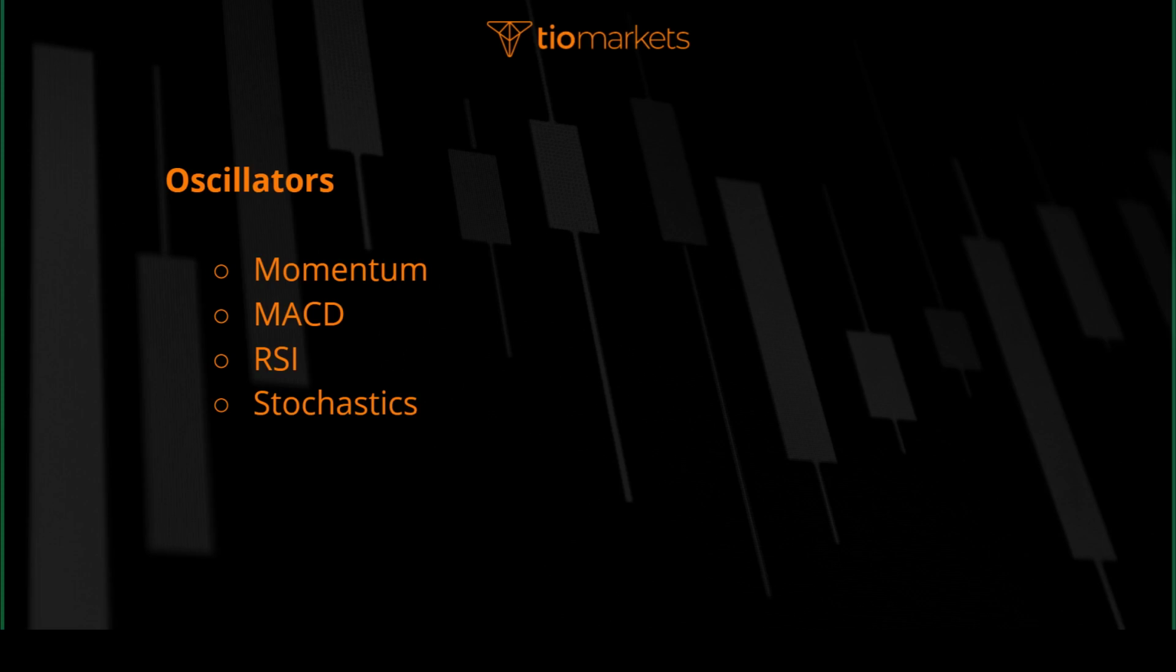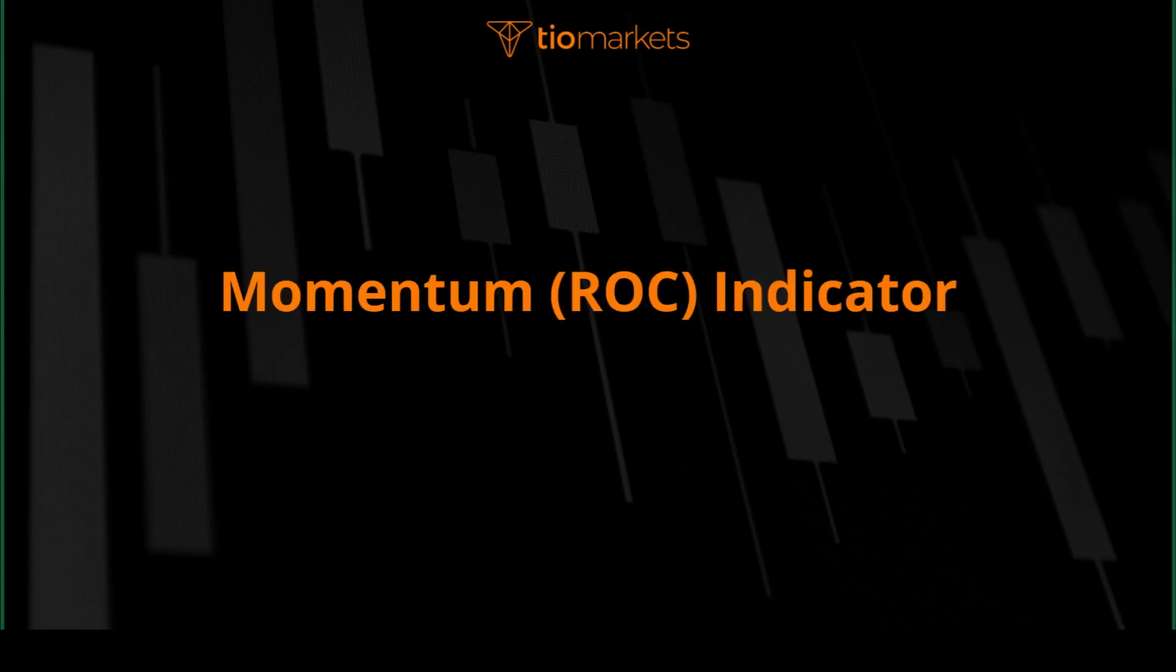So, oscillators. There are two types of oscillators mainly. There's momentum and MACD, which are kind of centered oscillators. They have center lines and they fluctuate on both sides around this line, and then you have RSI and stochastics, which are capped in the sense that they can't move below a certain limit or above a certain limit. And what I'm going to use here is the momentum oscillator, which is also known as ROC, rate of change.